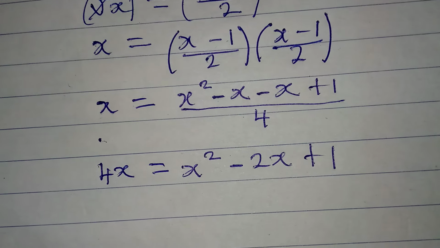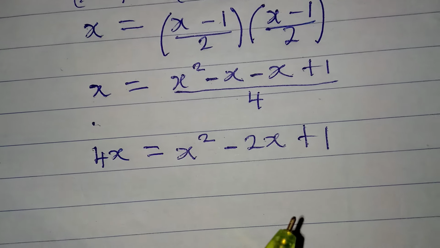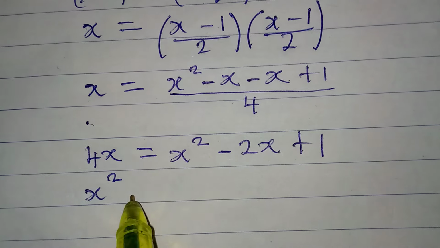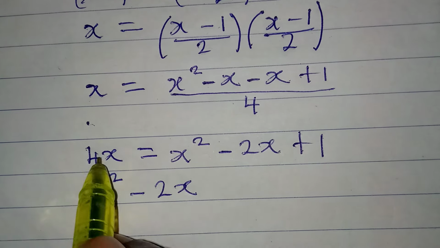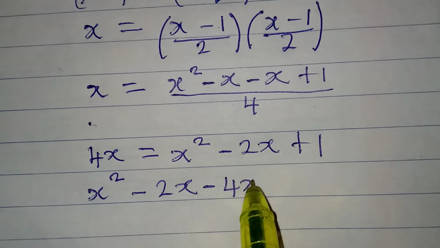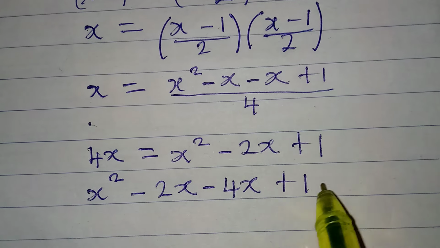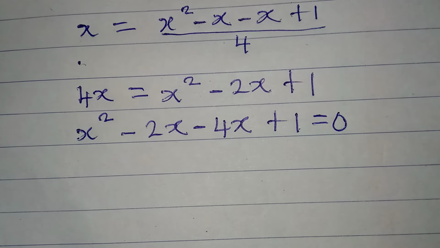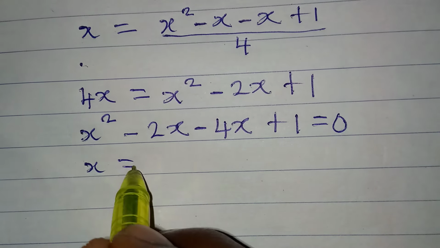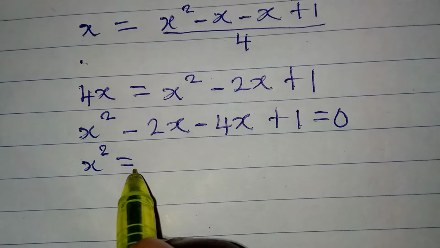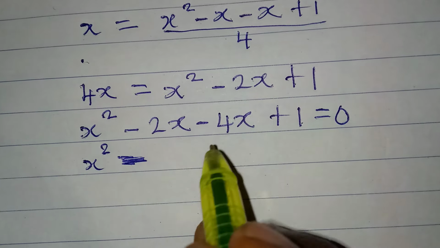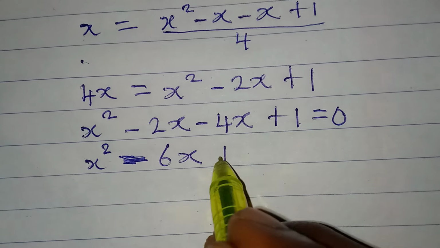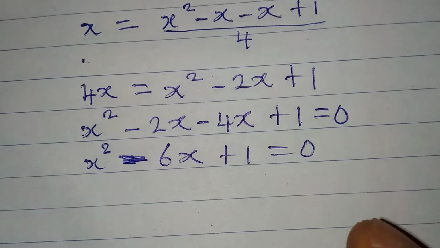Now let us rearrange this properly, meaning that I'm going to write x squared first. This is minus 2x. This becomes minus 4x, and I have plus 1, which will be equal to 0. Okay, if we continue, x squared minus this together will give us 6x, that is negative 6x, then plus 1 equal to 0.